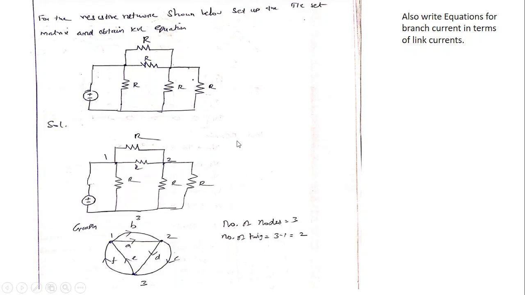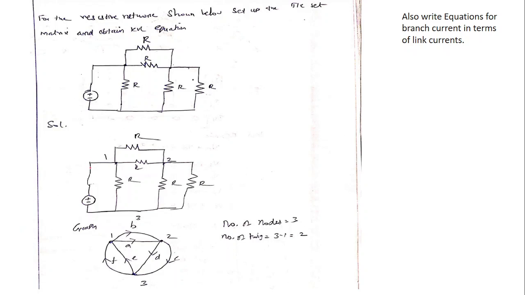So hello students, another topic which was asked in the semester exam is drawing the tie set matrix, as well as writing the equations for branch current in terms of link currents. For that case, the circuit may be given something like this. We already know how to draw the graph. Anyway, I will just repeat explaining how to draw the graph.